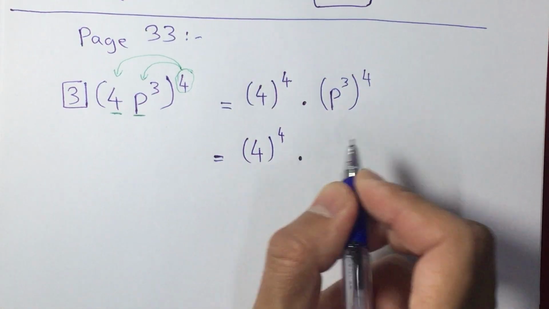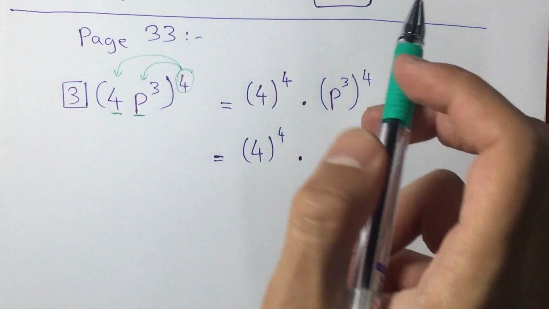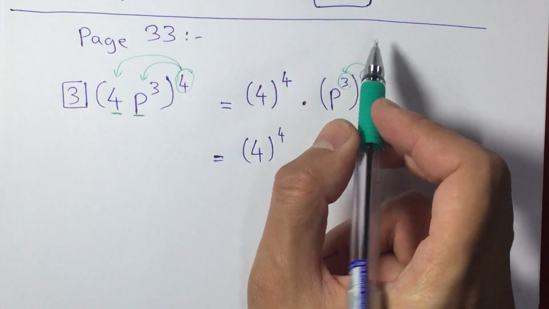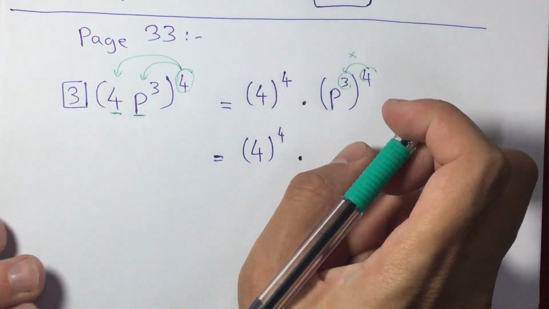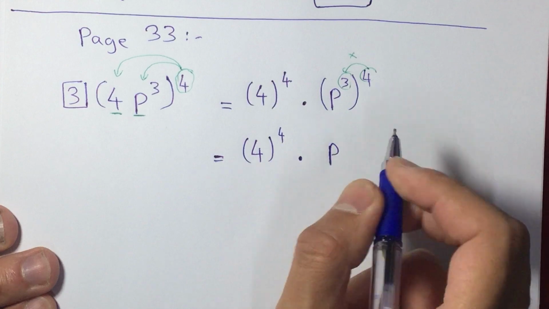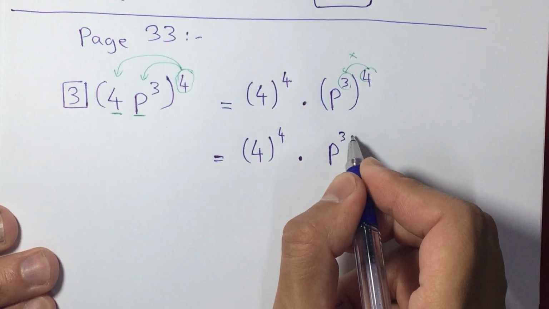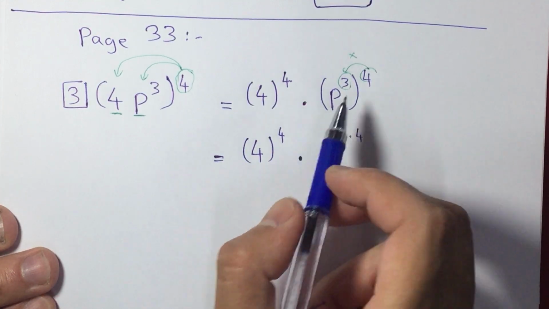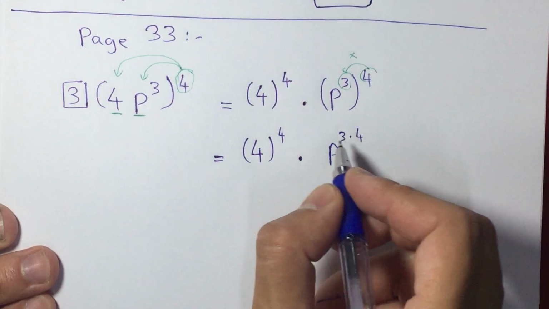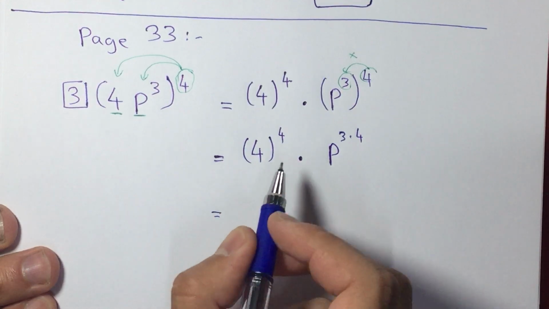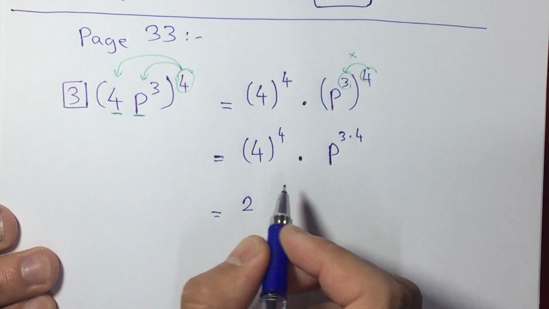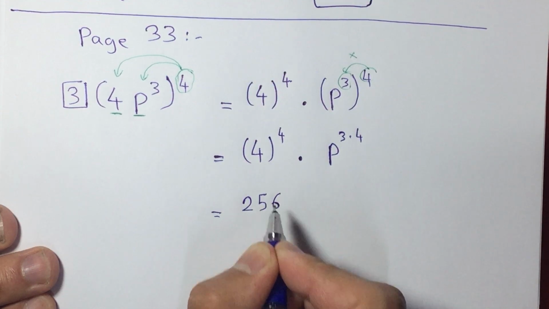We can simply write the same rule for today, which is we have a power of a power, so we multiply them. So we can write 4 to the fourth times p to the power of 3 times 4, because when we have a power of a power, we multiply them. Okay, so this is gonna be 4 to the fourth, if you calculate it, 256.